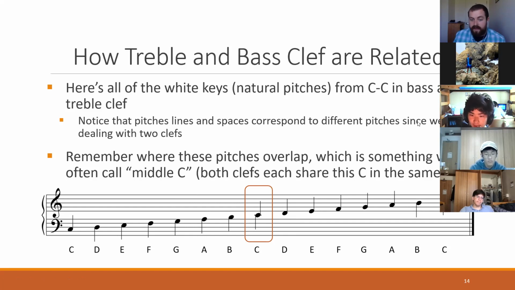Again, whether or not you can recognize that this is called middle C is not as important as just being able to see how all these different pitches converge at this one location and then diverge again. So, questions, does that make sense?